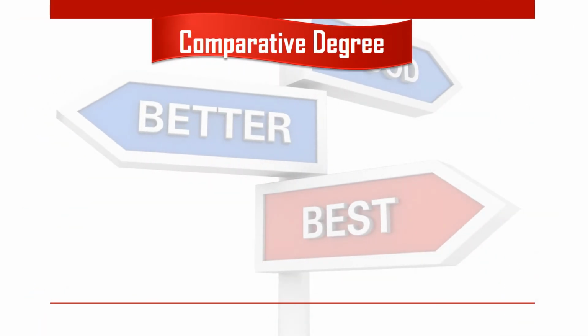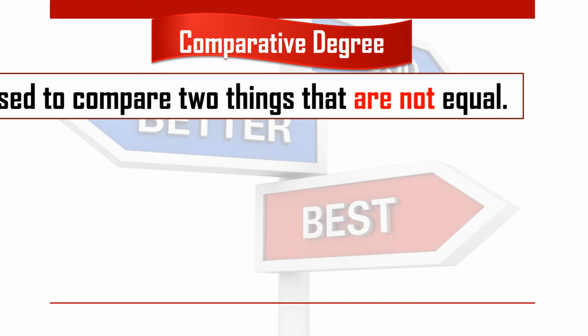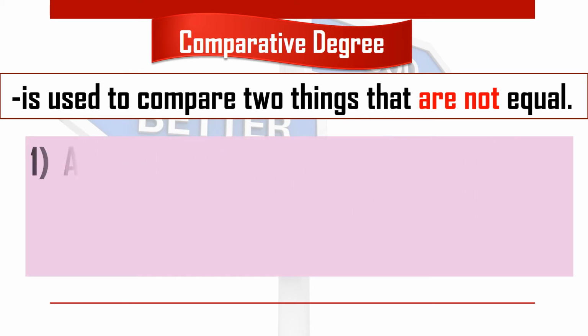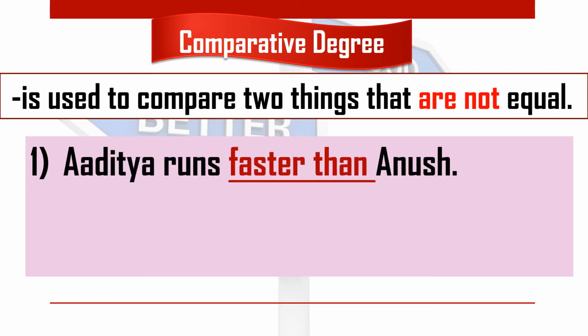So let's read some more sentences about comparative degree. As I said, comparative degree is used to compare two things that are not equal. Sarah's teddy bear is big and Alicia's is bigger than that. So the size is not equal, not the same. So here come some more examples. Aditya runs faster than Anush. We have added ER. Just look at that. Fast is the basic adjective and we have added ER, so it has become an example of comparative degree.